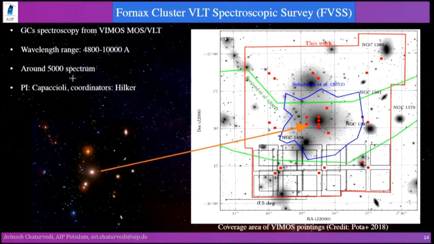multi-object spectrograph. And here in this plot, the red box roughly denotes the layout of the VIMOS observations on this central 1 square degree of the Fornax cluster. In contrast to the previous observations, such as Schuberth et al., the green one, this was designed to have a uniform coverage of globular clusters in its central region.